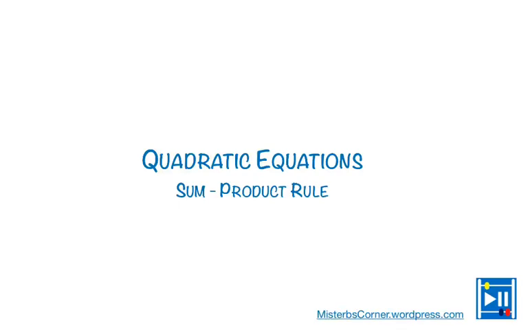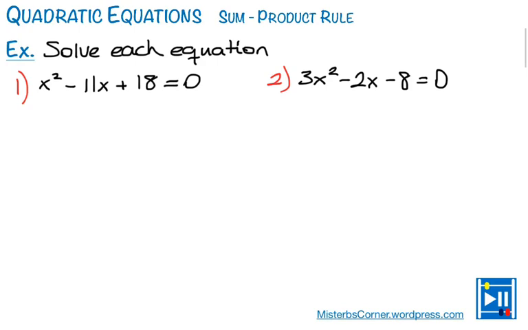Hi, in this video we are going to work on quadratic equations and try to solve them with the sum and product rule. In the first one, I'll just start by thinking of two numbers that multiply out to 18 and add up to minus 11. If I go with 3 and 6, in no way can I get 11 out of these numbers. 3 plus 6 is 9, and so on. So this is not my pair.